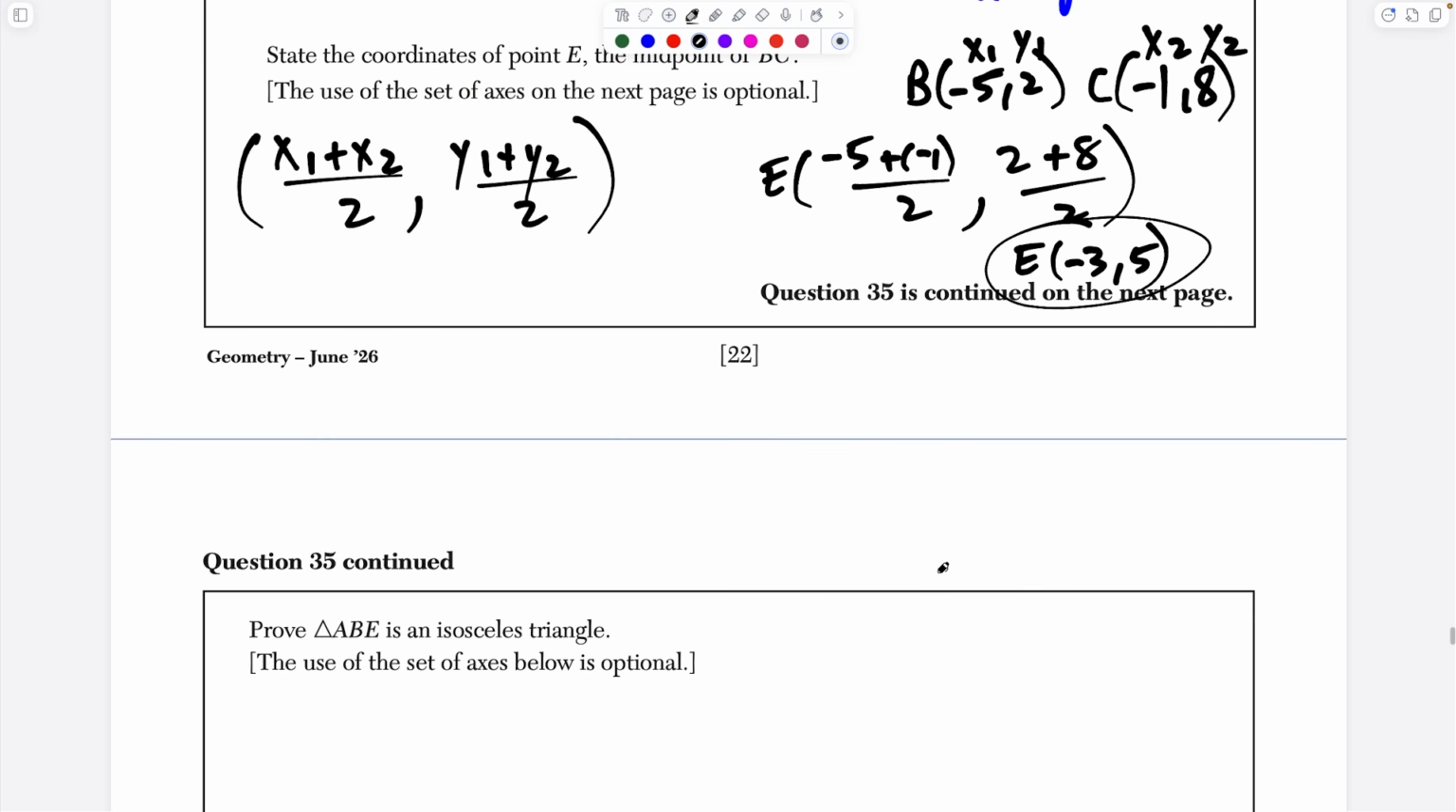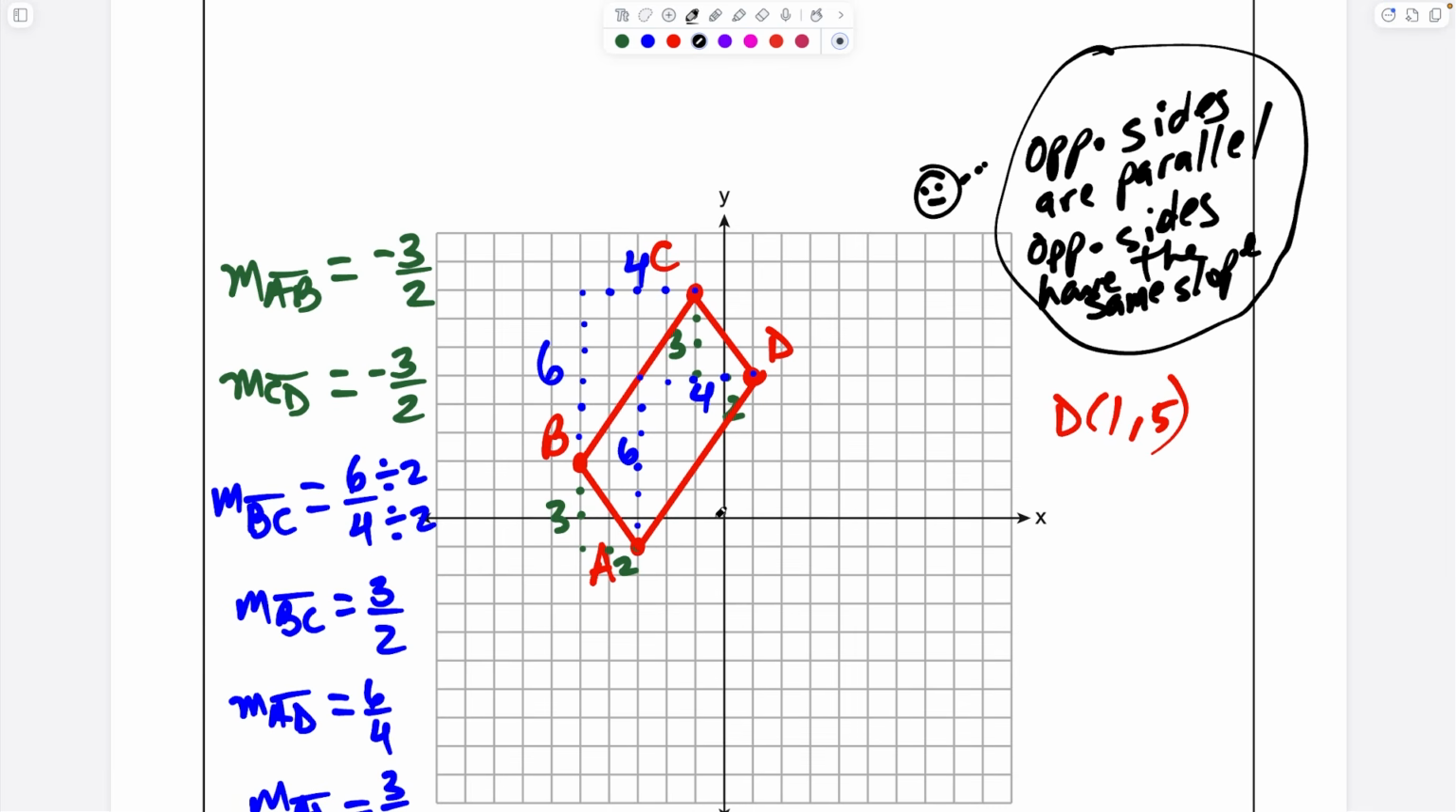But now let's see if -3, 5 is reasonable. If we go over to our graph from before and we plot the point -1, 2, 3, and then up 1, 2, 3, 4, 5, this is a very reasonable location for point E. This is very visually convincing that E is the midpoint of segment BC. So -3, 5 is definitely good.